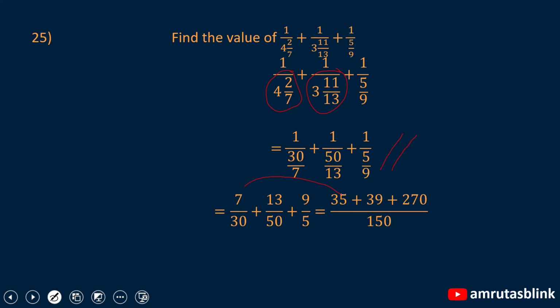50 threes are 150, hence 13 threes are 39, and 5 into 30 is equal to 150, hence 9 into 30 is 270. So we have 35 plus 39 plus 270 upon 150, that is nothing but 344 upon 150. Now if we simplify 344 upon 150, it will give you the answer as 172 upon 75. So the final answer is 172 upon 75.